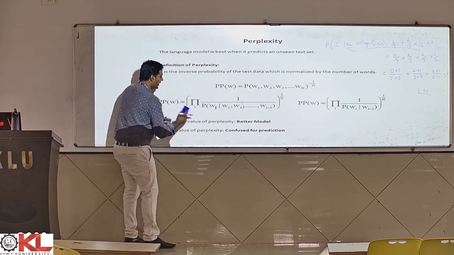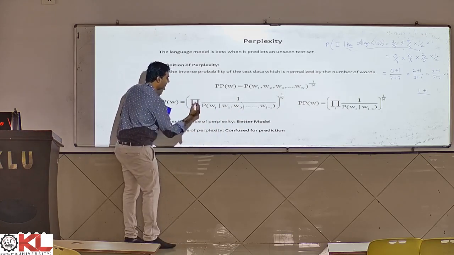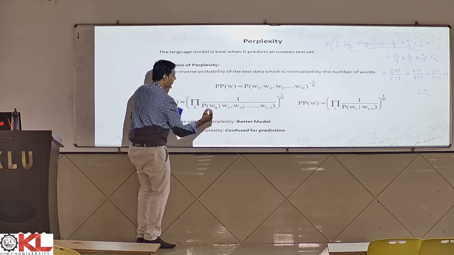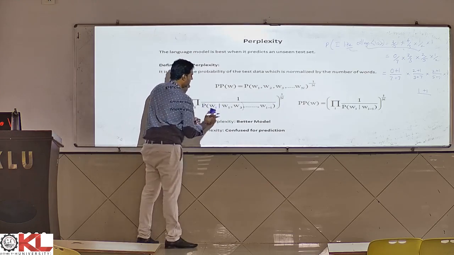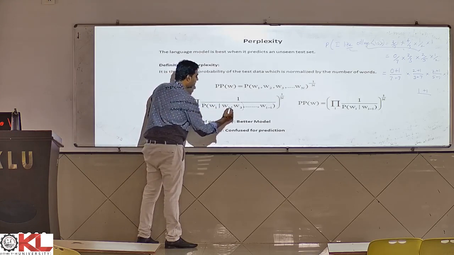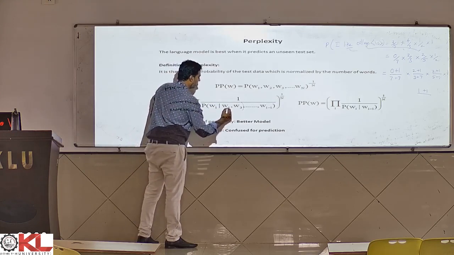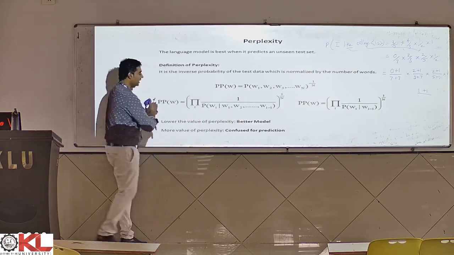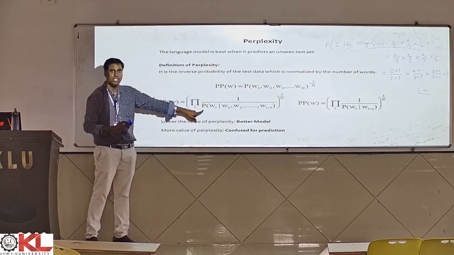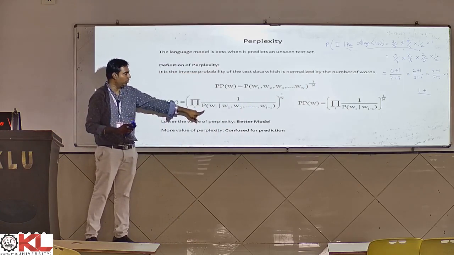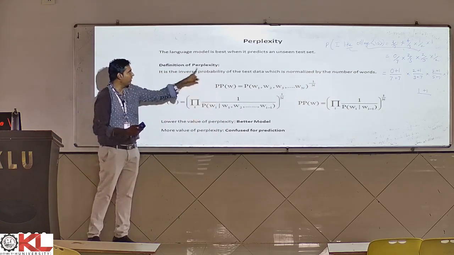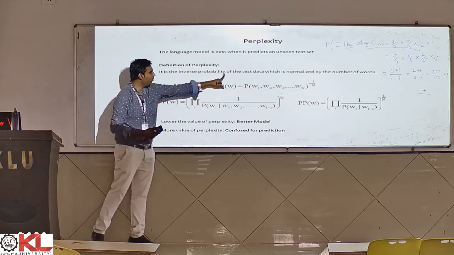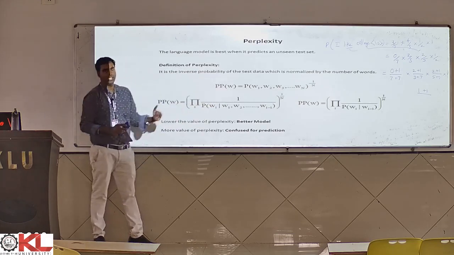If you are using a trigram model, here it will be 3, and it will go on like that, i minus 1 and so on. So this is the general formula for finding the language model. Now I am taking the inverse operation, because the definition of perplexity is the inverse probability of the given data.